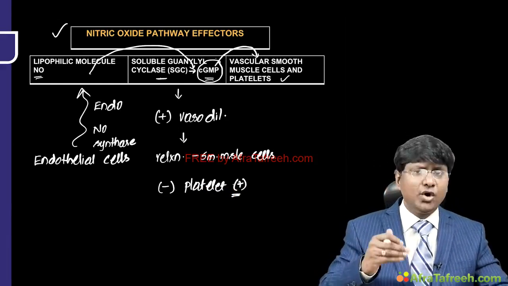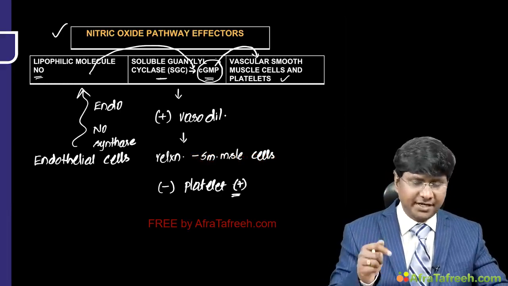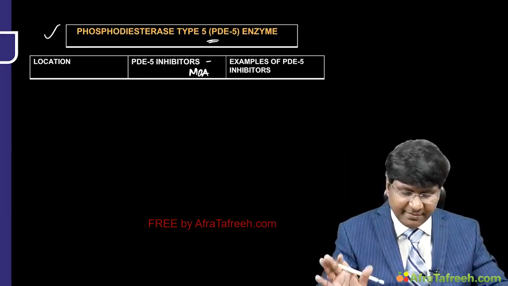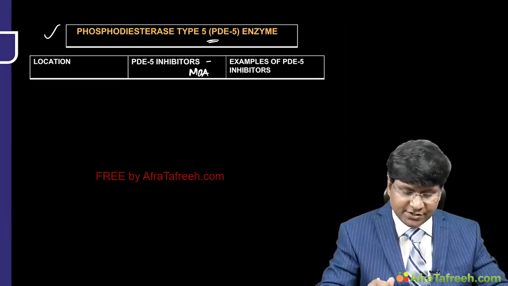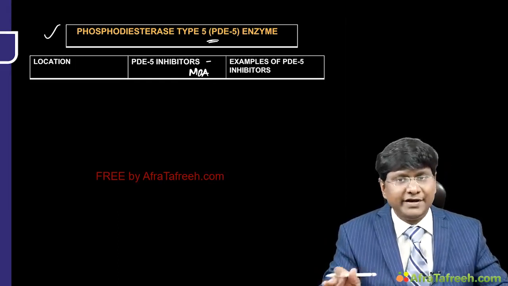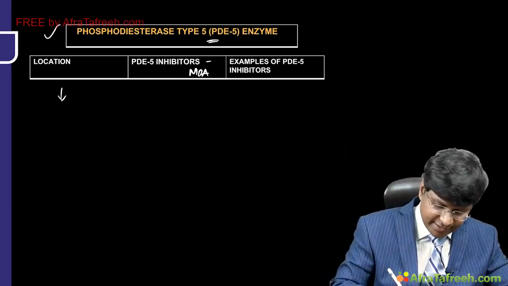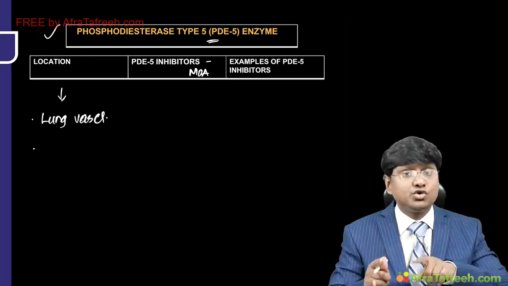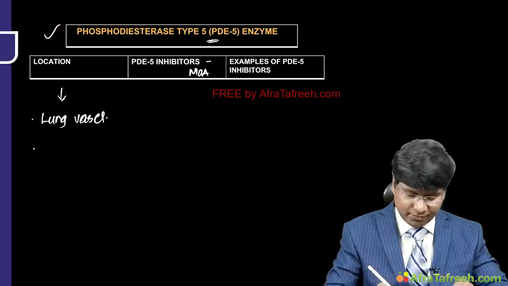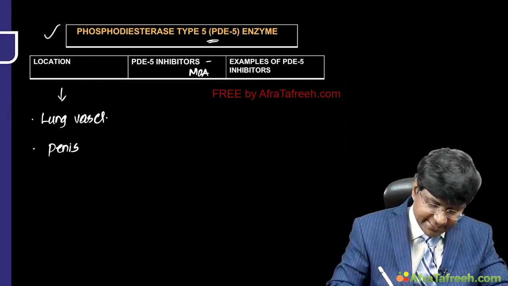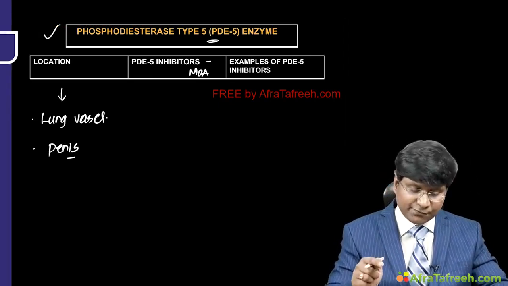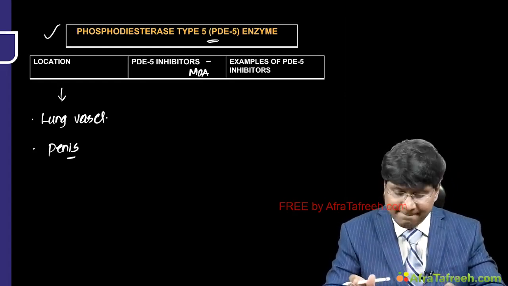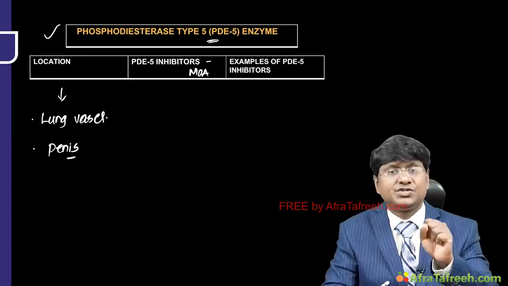Now, in order to improve the levels of your cyclic GMP, what we give are phosphodiesterase 5 inhibitors, right? Actually, we have what is called the phosphodiesterase type 5 enzyme. Where is it distributed? It is present within the lung vasculature, and it is also present in the corpus cavernosum of the male genital organ, that is the penis. Now, what does this phosphodiesterase 5 enzyme do? It will cause vasoconstriction.